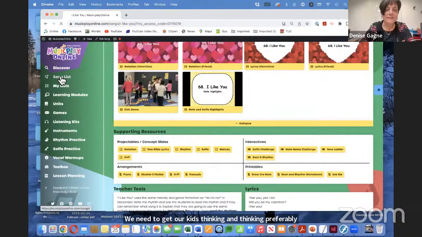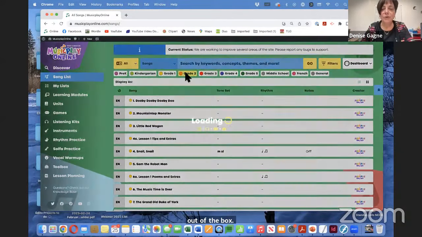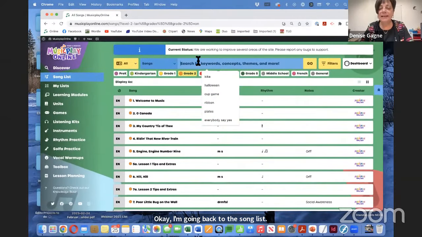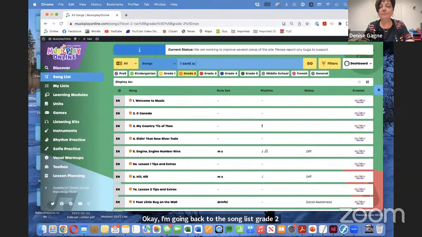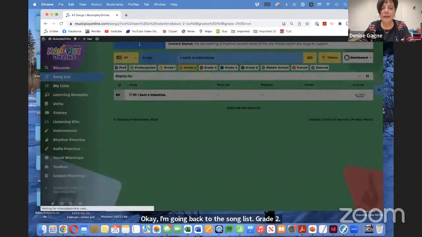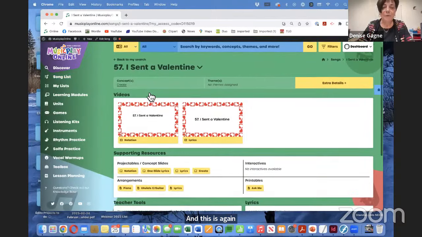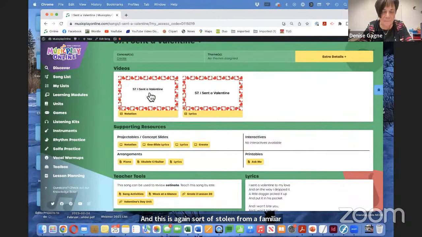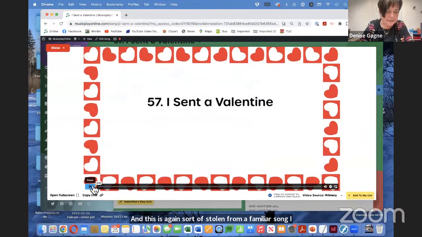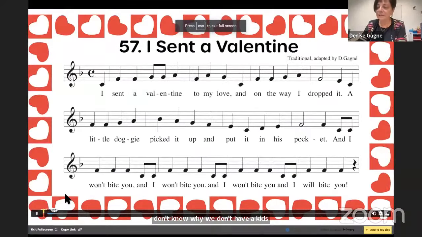Okay, I'm going back to the song list. Grade two is I Sent a Valentine. And this is, again, sort of stolen from a familiar song. I don't know why we don't have a kids demo of this. I'll have to put it on my list.